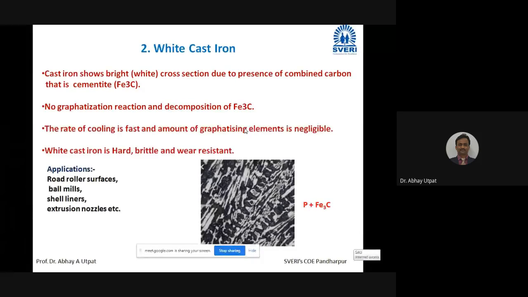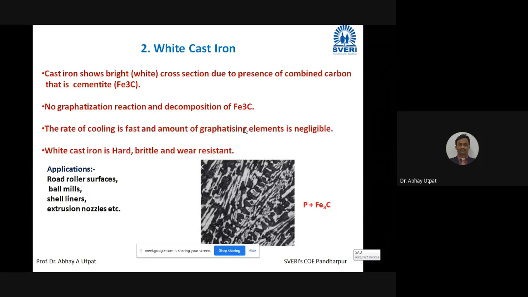White cast iron has a negligible amount of graphitizing elements. Grey cast iron has a more considerable amount of these graphitizing elements, like silicon. The graphitization reaction takes place during formation of grey cast iron, whereas there is no graphitization reaction during formation of white cast iron. So these are the points of difference.